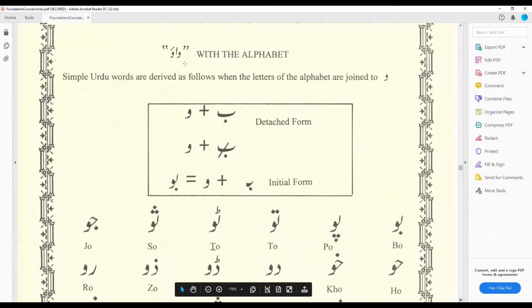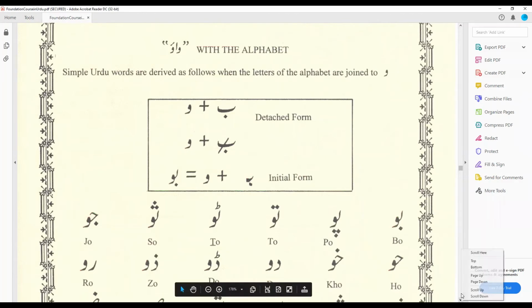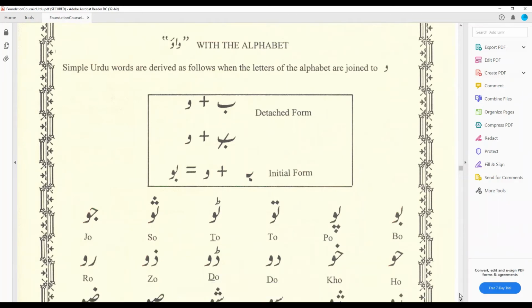So this is the full form of bay. When you cut bay in half and add waw, it is the half initial form of bay, and waw is the full form. Waw will not change its shape. So bay waw, bow. Every time you join bay with waw, it will say bow. So this is a two-letter word.